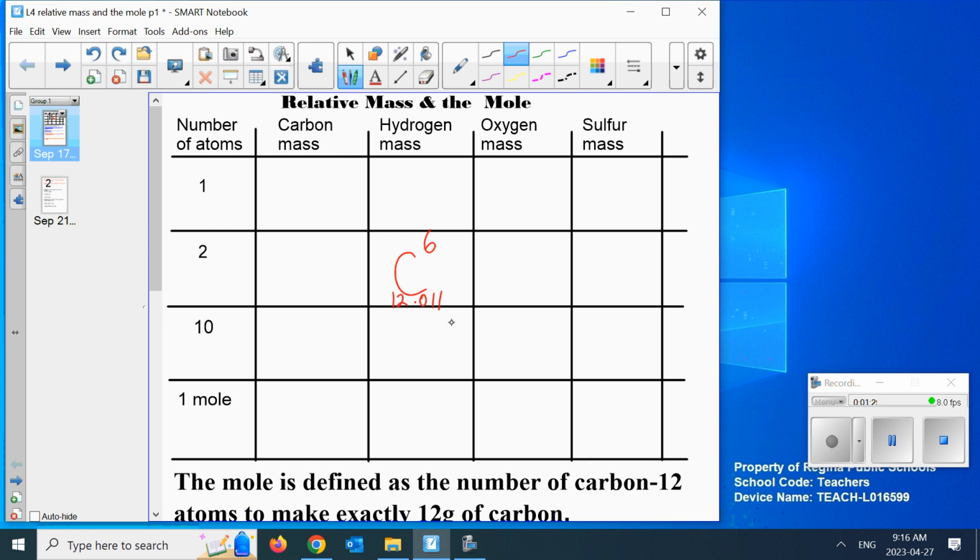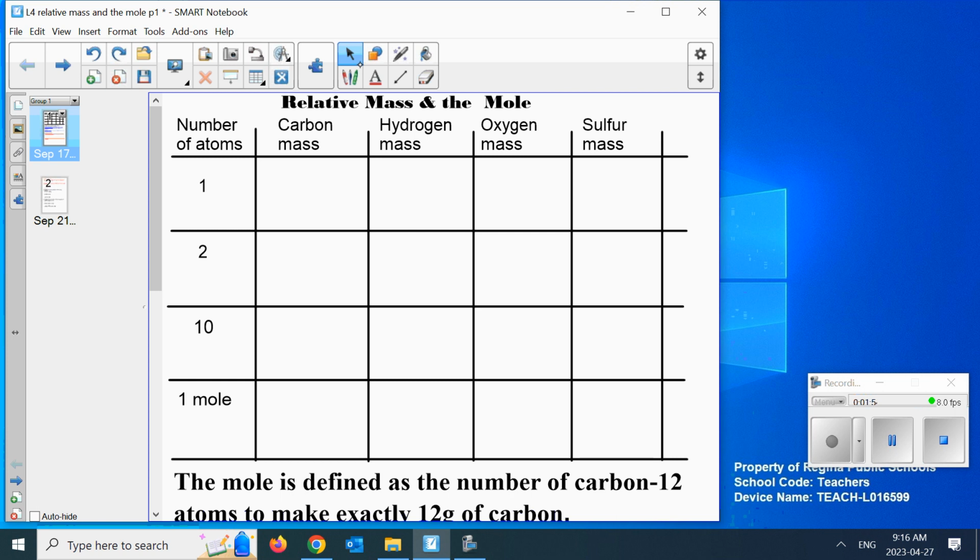There's a mass. If you had one atom of carbon, it would weigh 12, I'll just use whole numbers, 12 atomic units, atomic mass. Okay? So we don't have scales that measure atomic mass in the lab, but that's why we have it on a chart.